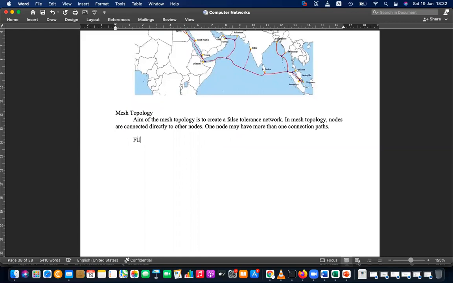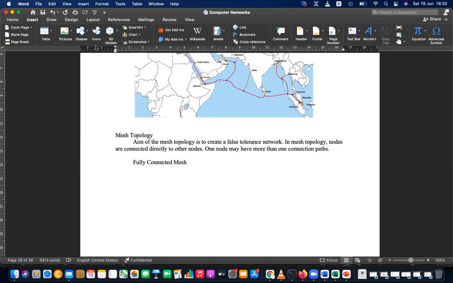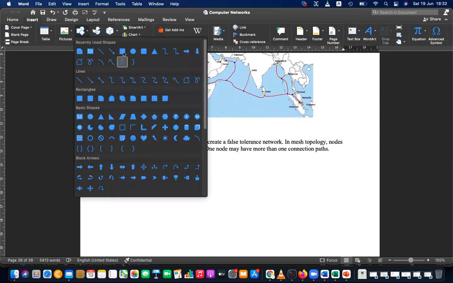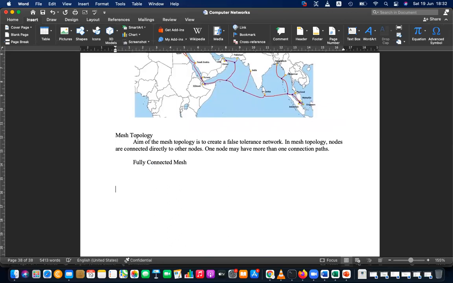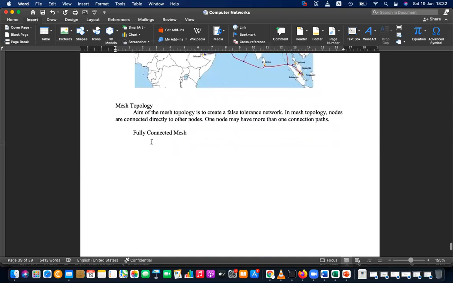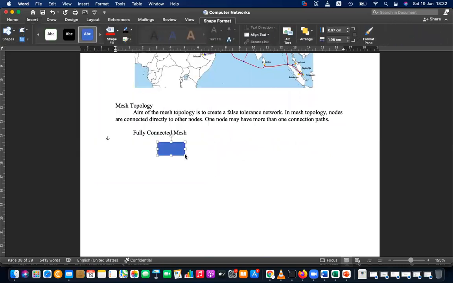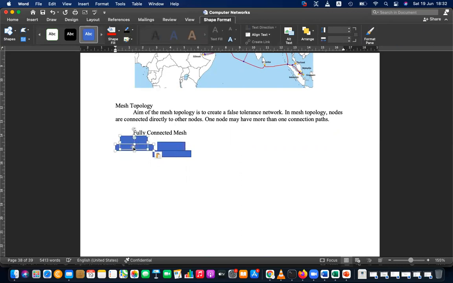Okay, under that, write fully connected mesh. In a fully connected mesh, let's think that you have 3 nodes. 1, 2, 3 nodes. And let's say these are the computers or the nodes. Node number 1, node number 2 and 3.